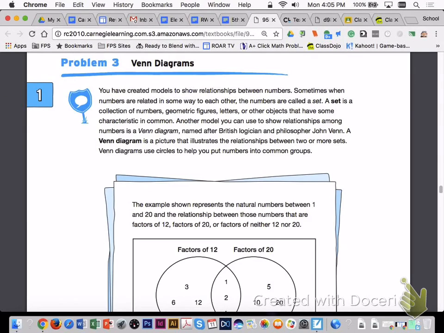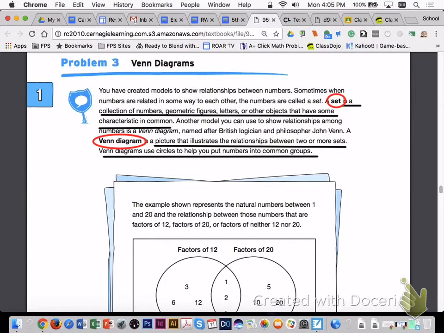Please turn to page 26, problem 3, Venn diagrams. You have created models to show relationships between numbers. Sometimes when numbers are related in some way to each other, the numbers are called a set. A set is a collection of numbers, geometric figures, letters, or other objects that have some characteristic in common.